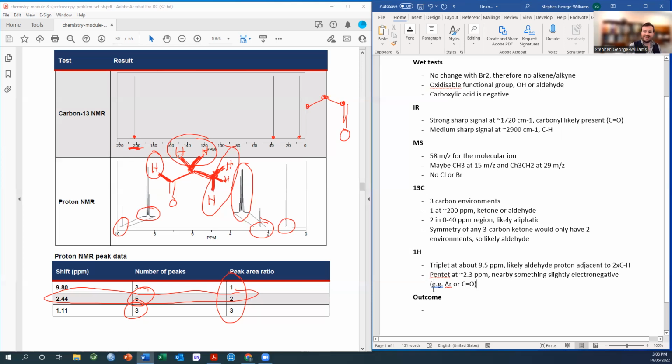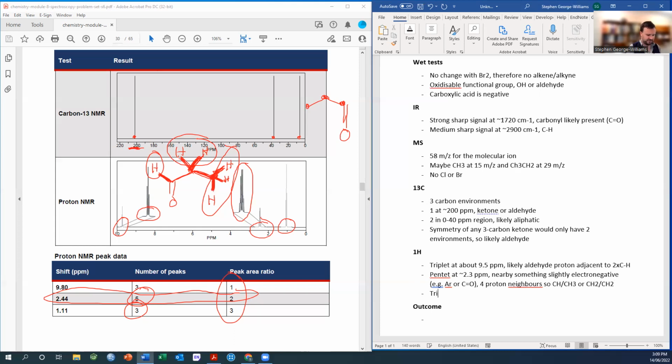With a pentet, that means that I've got 5 peaks, so I have to have 4 neighbors. And there's 2 ways that I could do that. So either CH and CH3, or 2 lots of CH2. I can imagine either of those would result in 4 proton neighbors. At that point, I actually couldn't be 100% sure. I'd have to combine the other information together.